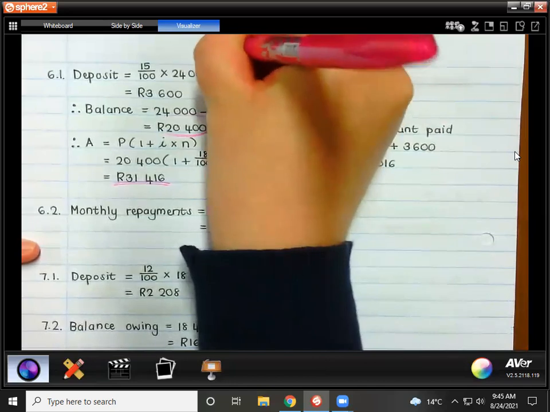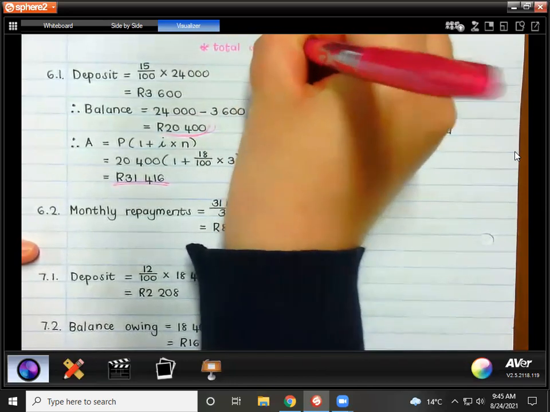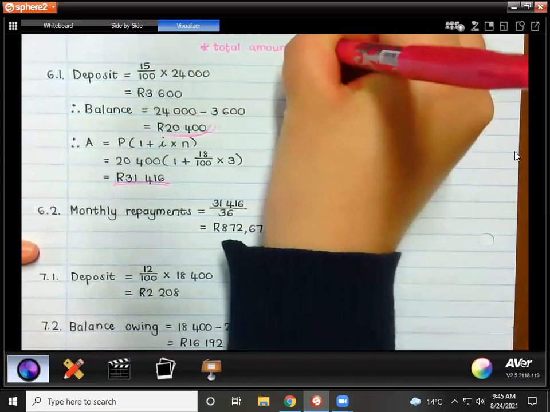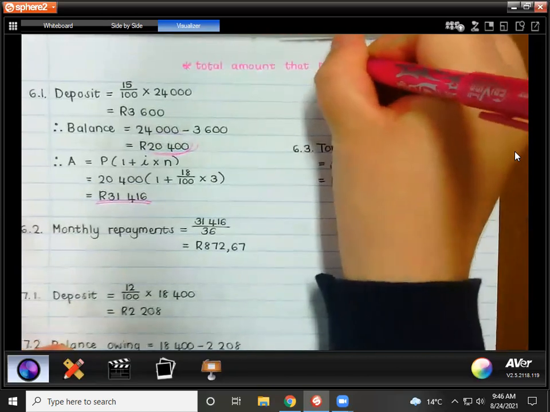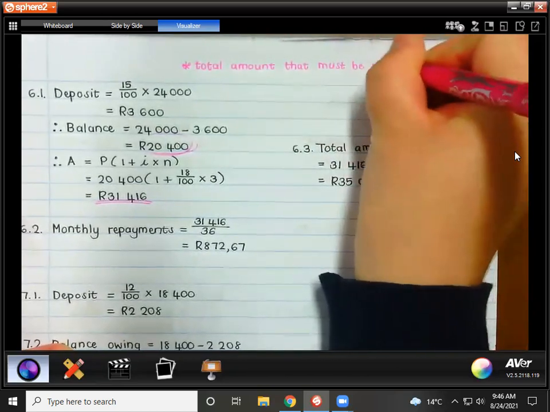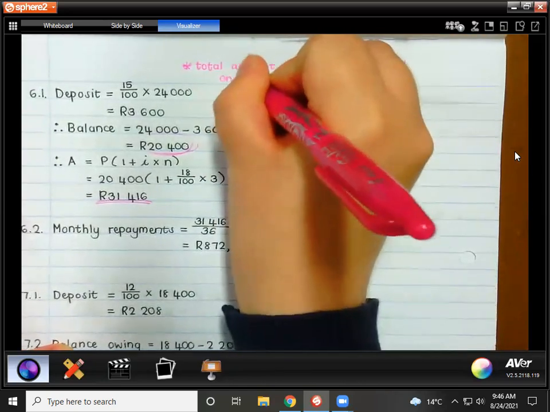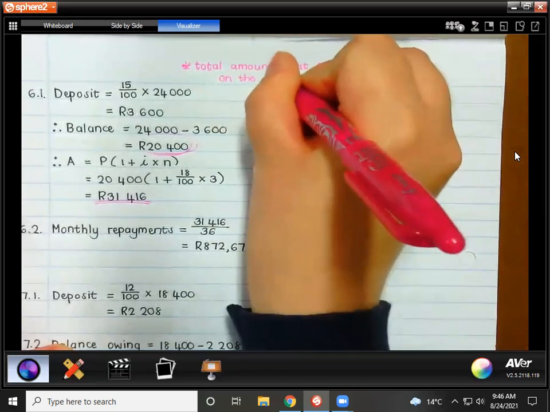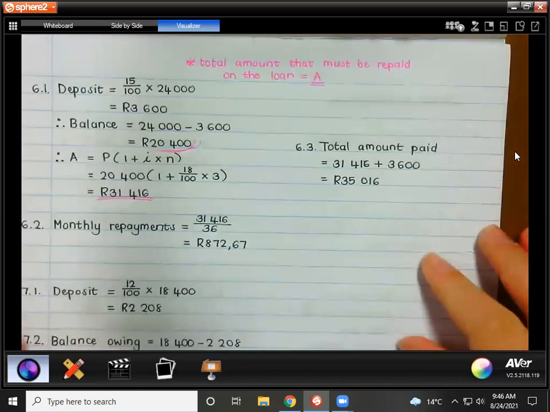Total amount that must be repaid on the loan is A.